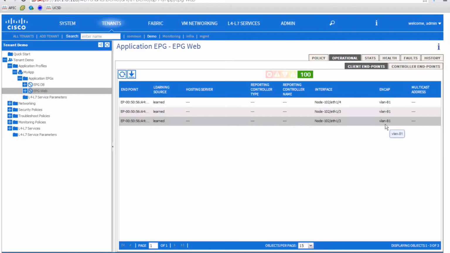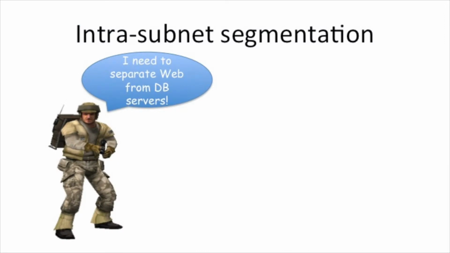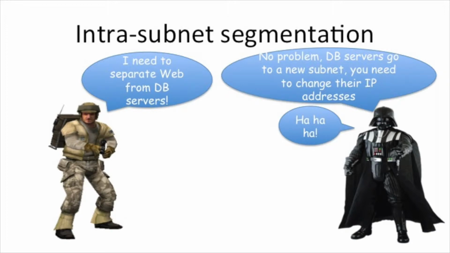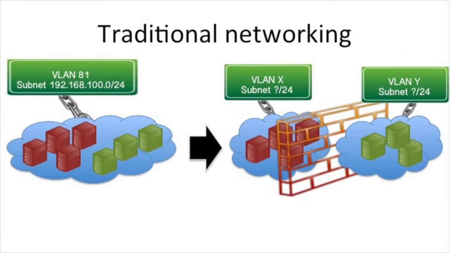Now let's imagine that the application administrator wishes to segment these two tiers, database from web. If this is the case, we are the bad guys in the network side because we force these guys to change their IP addresses, because the only way to segment two different VLANs from each other is to segment it into different subnets. And changing IP addresses is not something that application guys are willing to do.